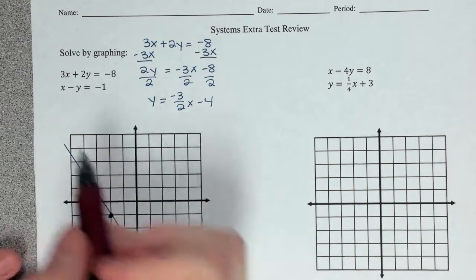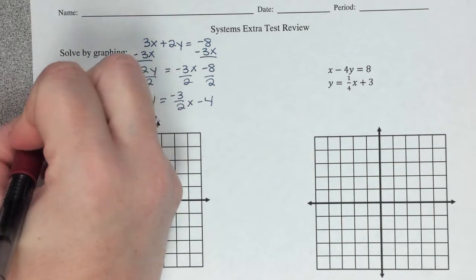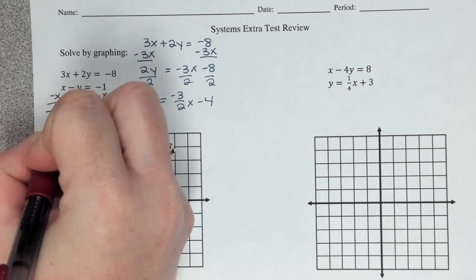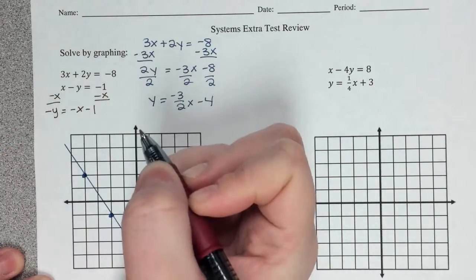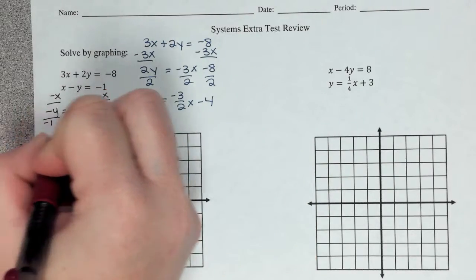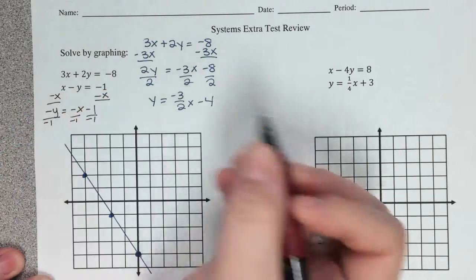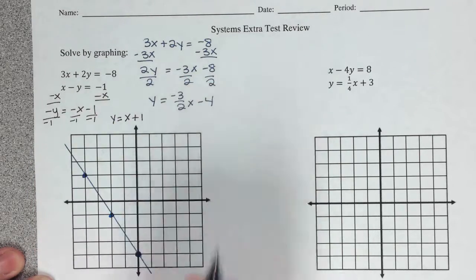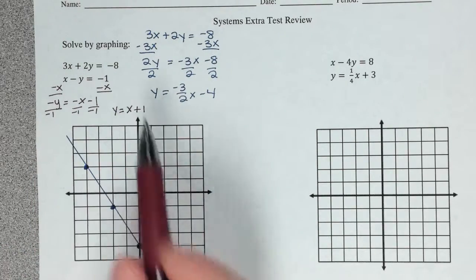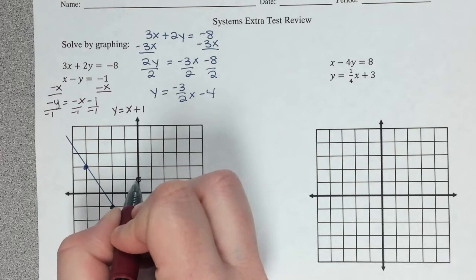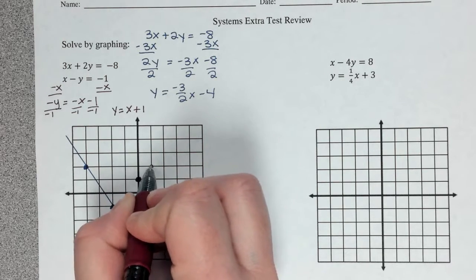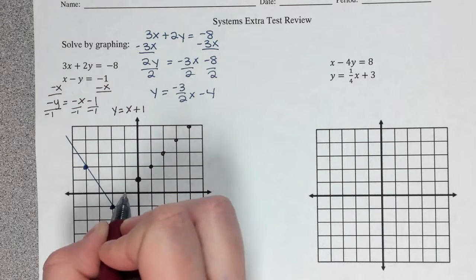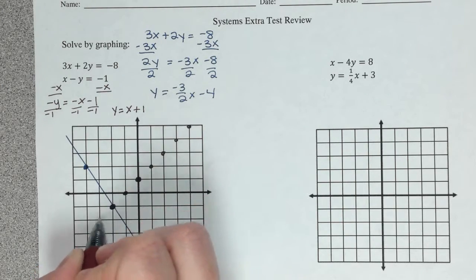I'm going to do the same thing with this equation. I'm going to subtract x on both sides. So I get negative y is equal to negative x minus 1. And then I'm going to divide by that negative 1 in front. So my equation becomes y equals x plus 1. Now again, I can graph that. So my y-intercept is 1, and I'm going to come up 1 over 1. And I'm going to make sure I go down the other direction.